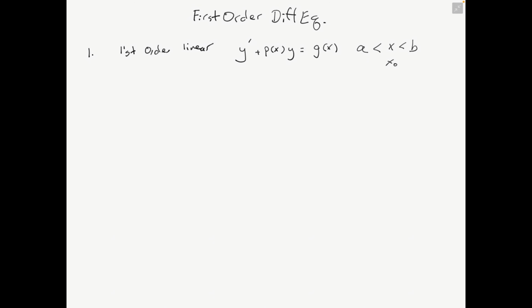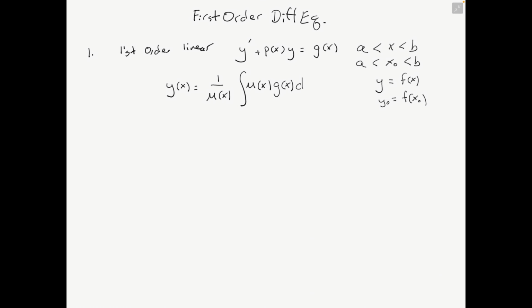So we take it that p of x is continuous on some interval, and that x0, any initial condition that we may have, is within this interval, and that we have some function y equals f of x as a solution, and y0 is the initial condition that we can solve for the constant c.